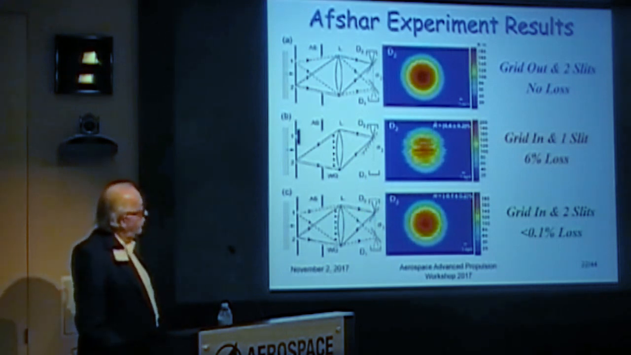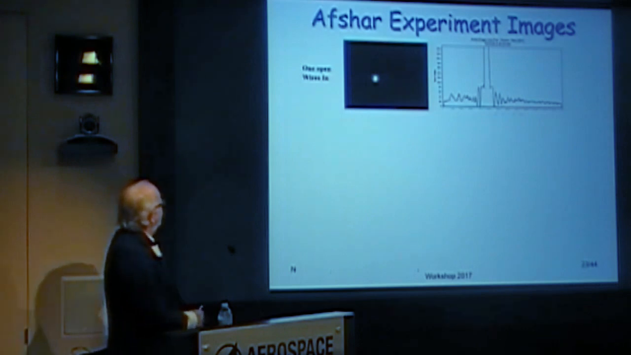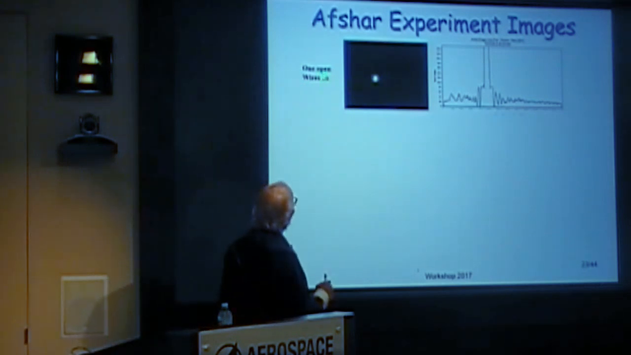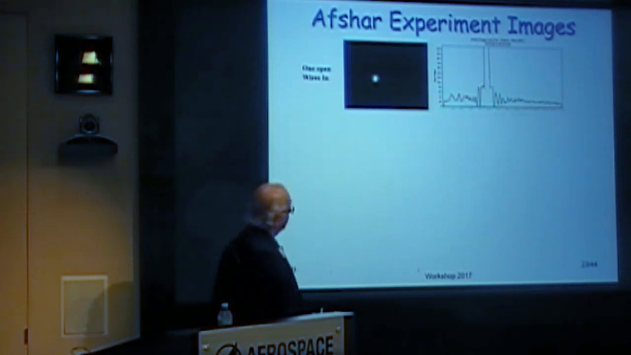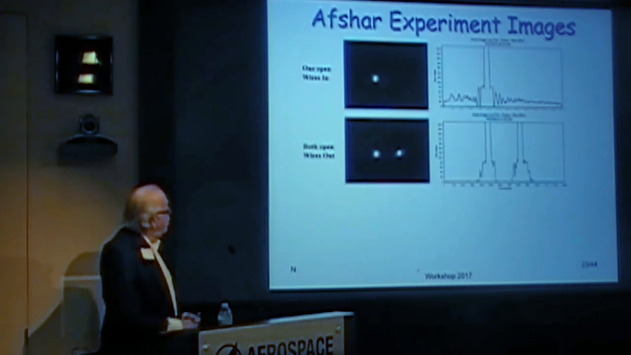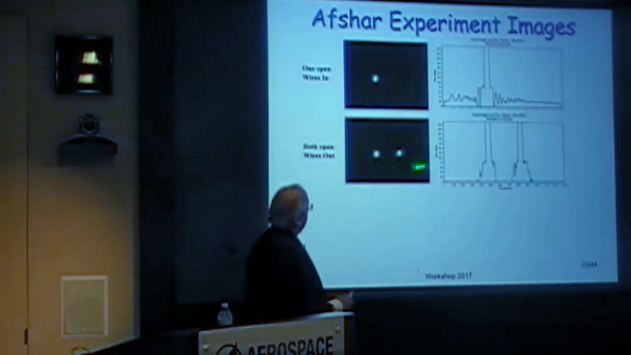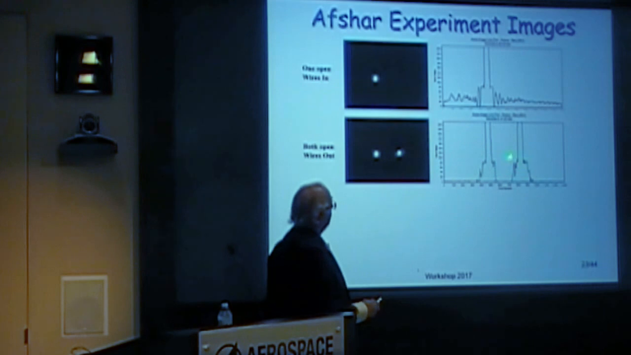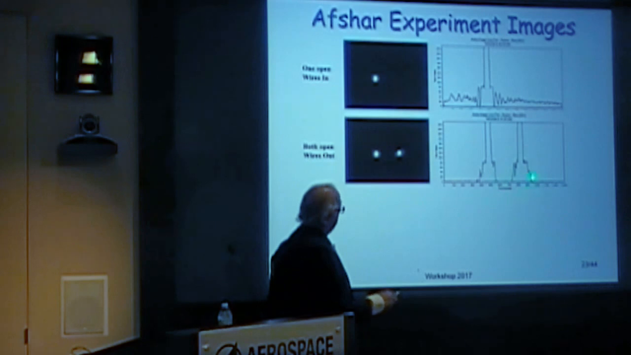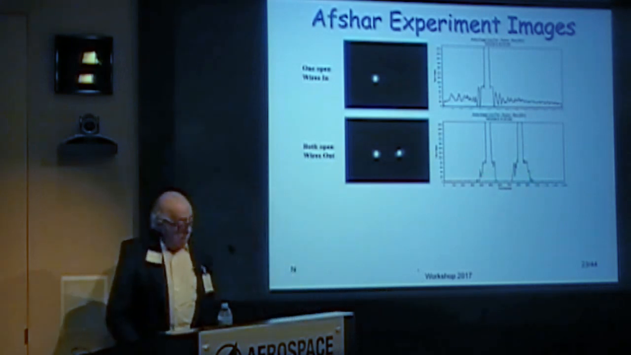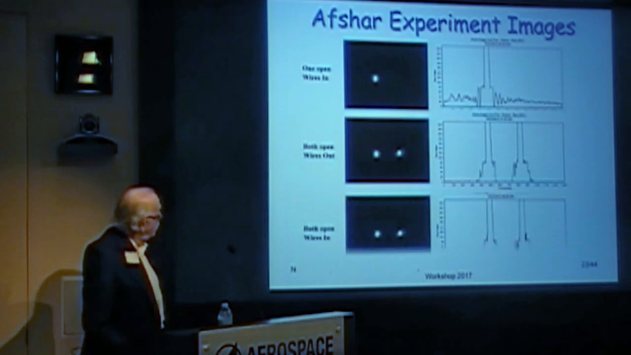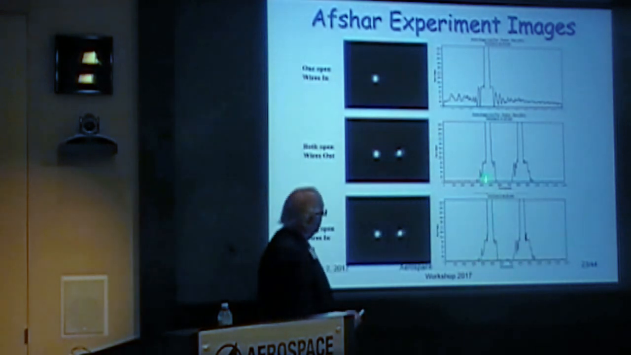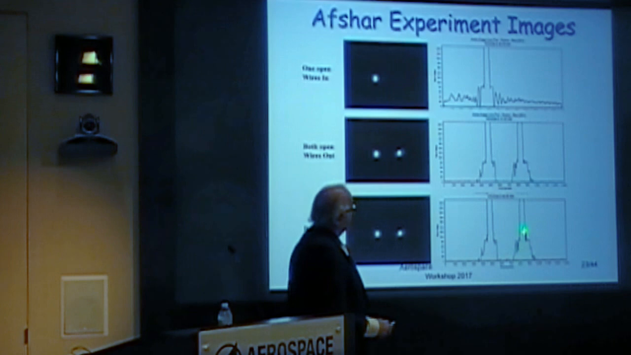This is another view of the same experiment. This is when you have one slit open and the wires in, you see all of this junk here caused by scattering from the wires. This is what happens when there's no wires. This is sort of the two slits showing up at the two image points with a little bit of Airy scattering, Airy interference and so forth around the edges. And this is what happens when you put the wires in with two slits open. Almost nothing happens. You get pretty much the same profile here as here. You don't see all of this stuff caused by the wires.